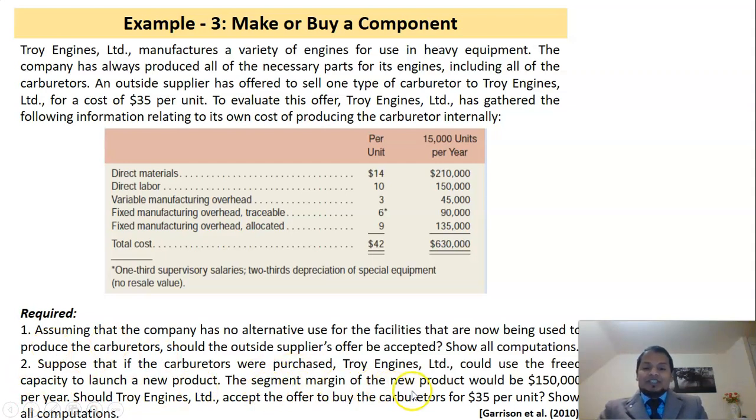The segment margin of the new product would be 150,000. So if you make another product, right? If you buy carburetors from outsiders and use the facilities for making another product, what will happen? By making another product, you can earn net 150,000.